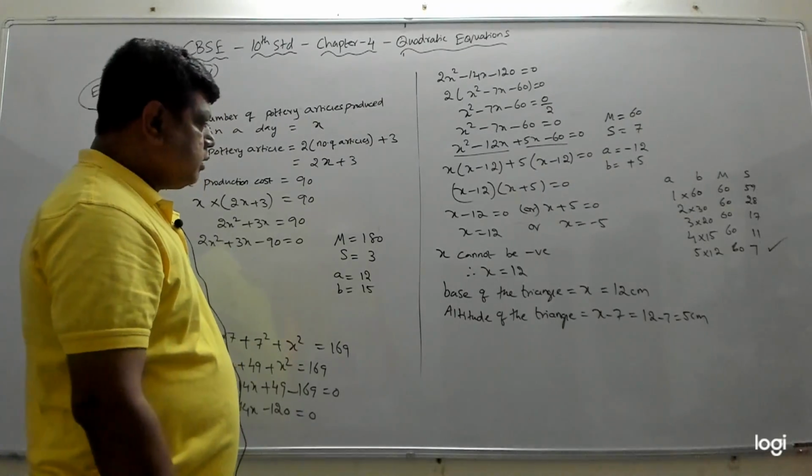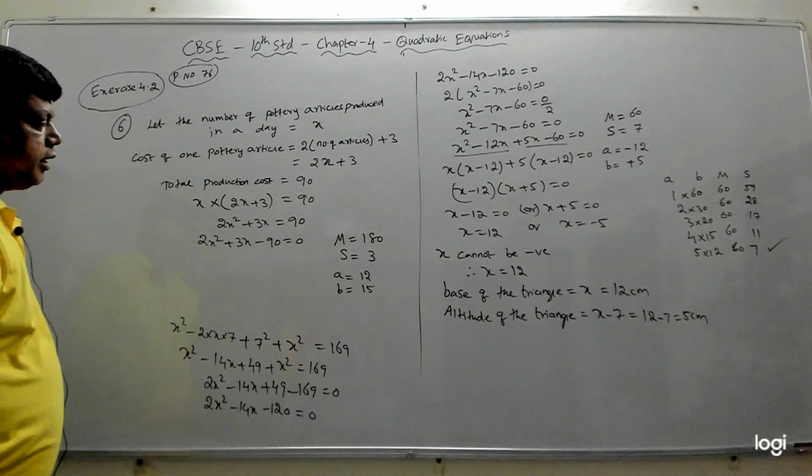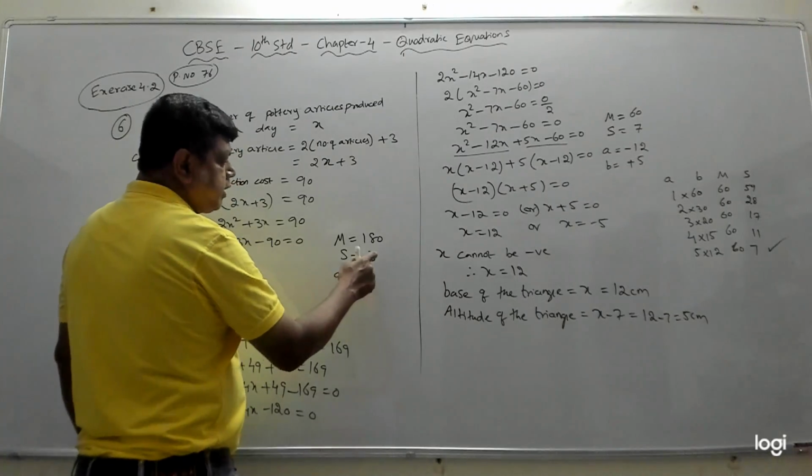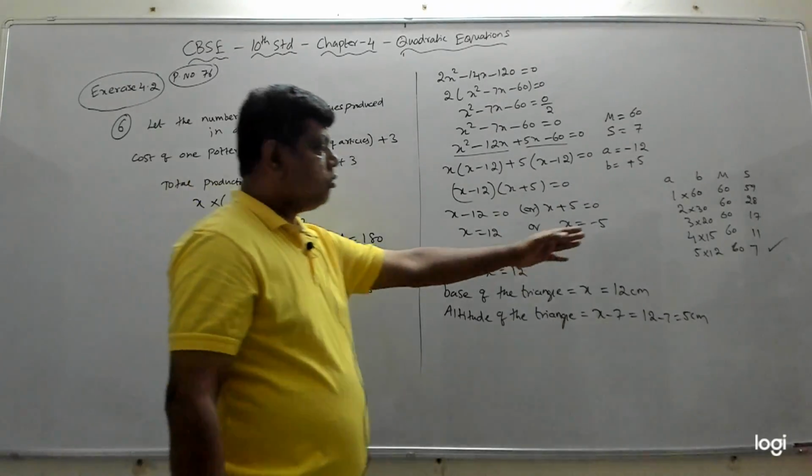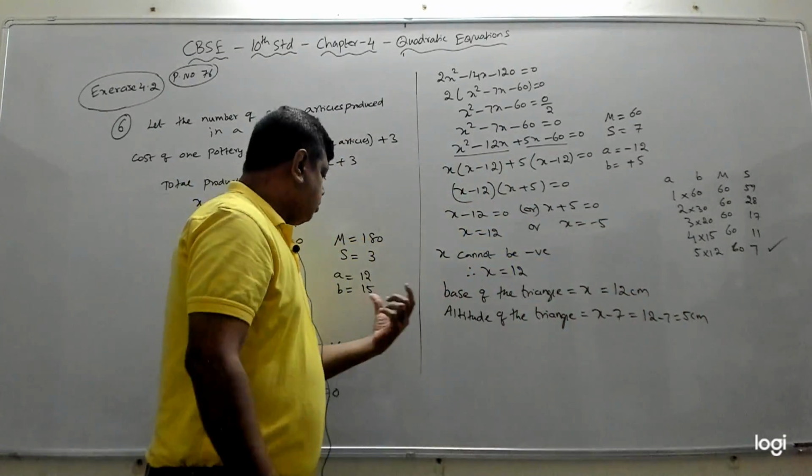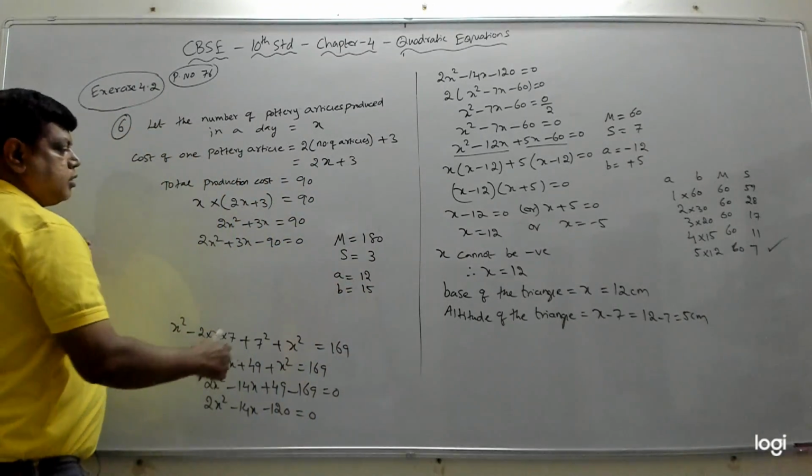12 15s are 180, right? And if you subtract, 15 minus 12 is 3. So you will write somewhere 12 into 15 and then you will get 3. So the numbers are 12 and 15.